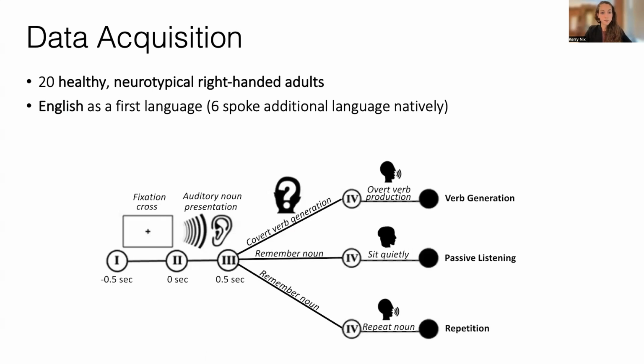During verb generation, the participants were asked to think of a verb associated with that noun. And then after 3 seconds, a tone was played, indicating the trial's end. After this tone, the participant stated the verb to confirm engagement. During repetition, meanwhile, the participant repeated the noun after the tone. And during passive listening, the participant sat quietly. Before each block, the participant was prepared with written and auditory instructions, as well as practice stimuli.